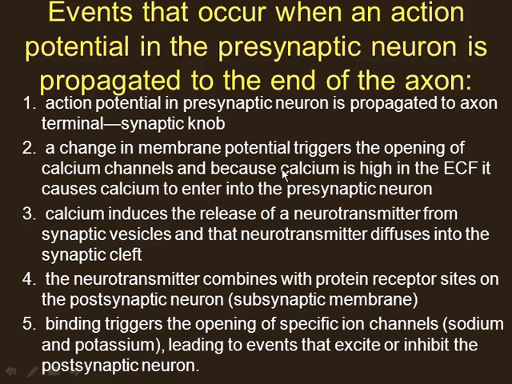Look, an event list. What should you do? Give it a star. Events that occur when an action potential in a presynaptic neuron is propagated to the end of the axon. All right. So one step at a time. You get an action potential that starts where? Where did the action potential start in an axon? The axon hillock, right? It's propagated, which is a fancy word for saying it moves. It moves from the axon hillock all the way down the axon until the knob.